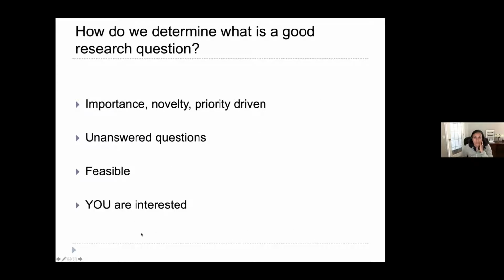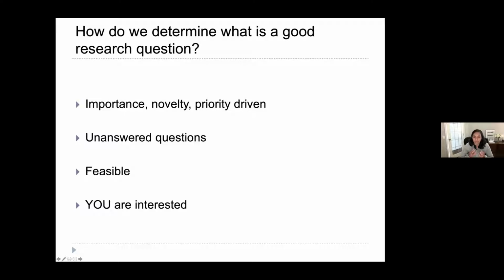So how do we determine what is a good research question? You're all early in your career stages where you can still mold and shape the types of research questions that you are going to pose in your research program. So take time at the beginning to convince yourself, or have other people tell you, that your question is important, it's novel, and it's driven by priorities set by the stakeholders who benefit from the answers.